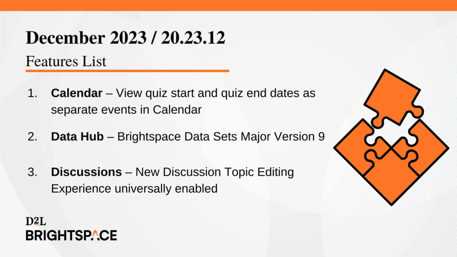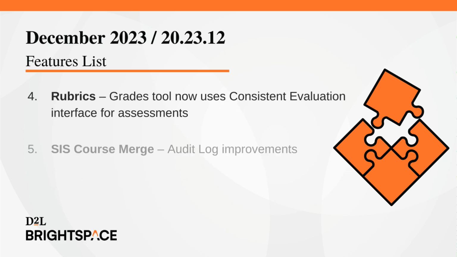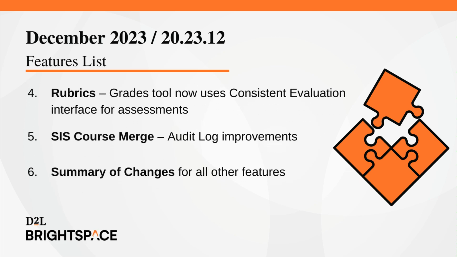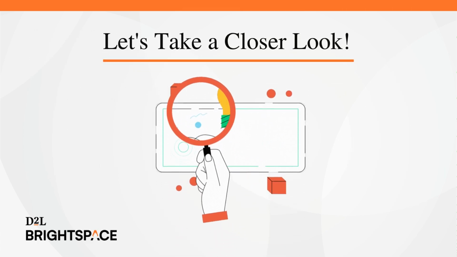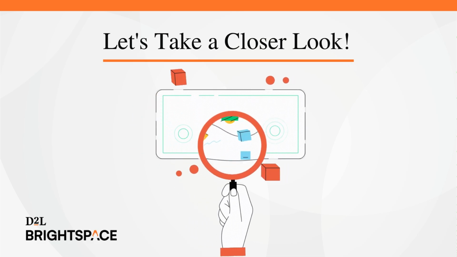View quiz start and quiz end dates as separate events in Calendar. Brightspace Datasets Major version 9 coming to Data Hub. The new discussion topic editing experience universally enabled in the Discussions tool. In Rubrics, the Grade tool is using consistent evaluation interface for assessments. Audit Log improvements for SIS Course Merge. And finally, a summary of all the other features this month. Let's take a closer look at this month's features.